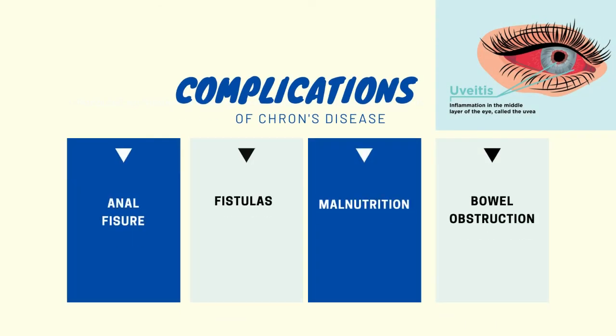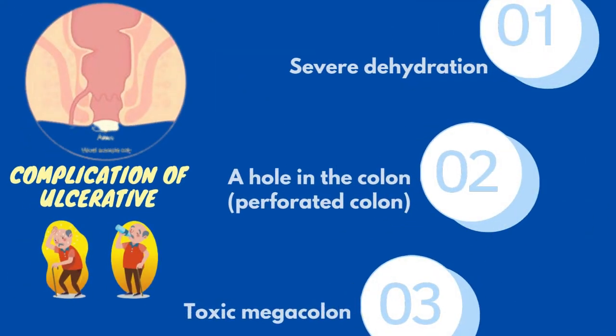However, the complications of both types of IBD are not the same. The other complications of Crohn's disease are anal fissure, fistulas, malnutrition, and bowel obstruction. And the other complications of ulcerative colitis are severe dehydration, a hole in the colon, and toxic megacolon.